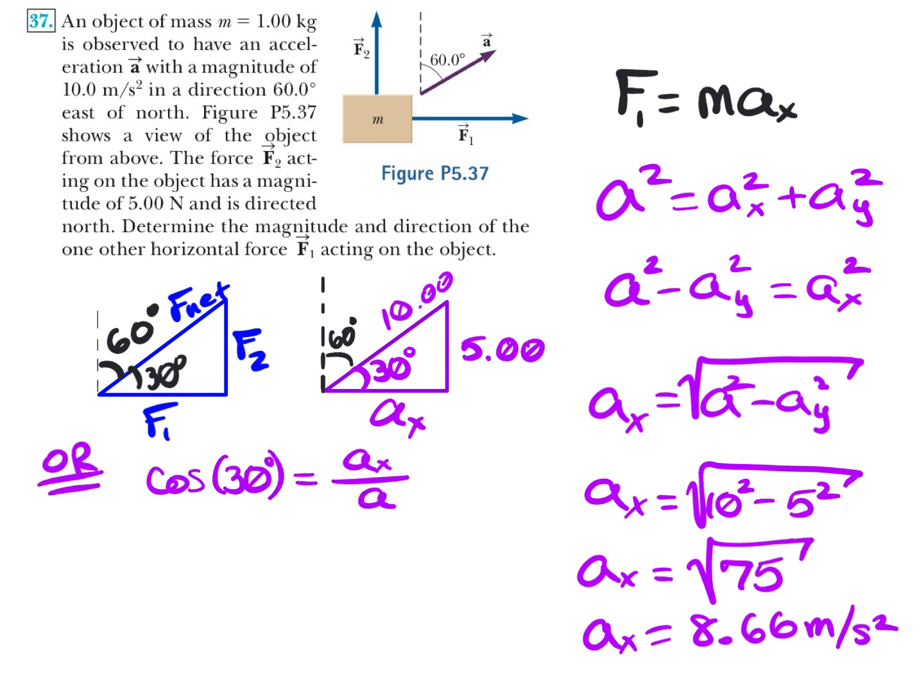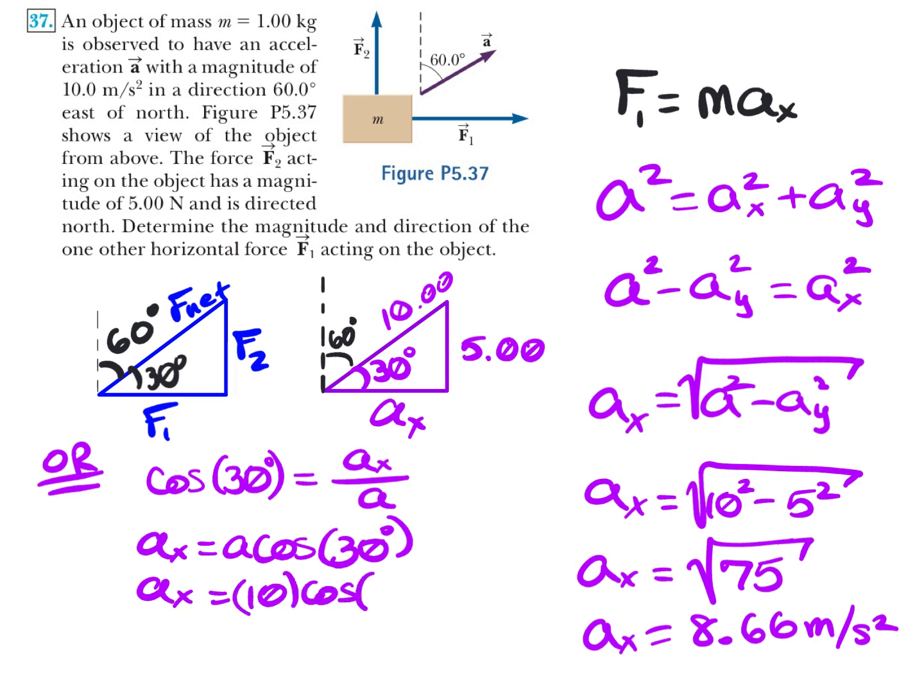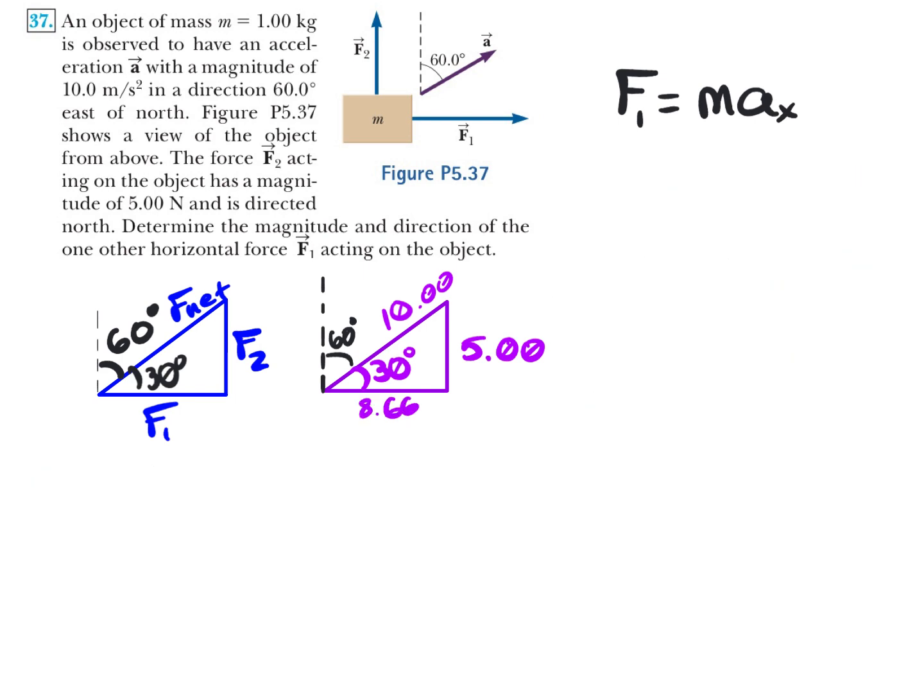You could also use trigonometry to find it, seeing that a_x is equal to a times cosine 30. And then if we plug that into our calculator or substitute the numbers, we have 10 cosine 30 degrees. And using our calculator, we'll see that we get the same exact answer as the Pythagorean theorem. And then we could substitute that into our acceleration triangle.